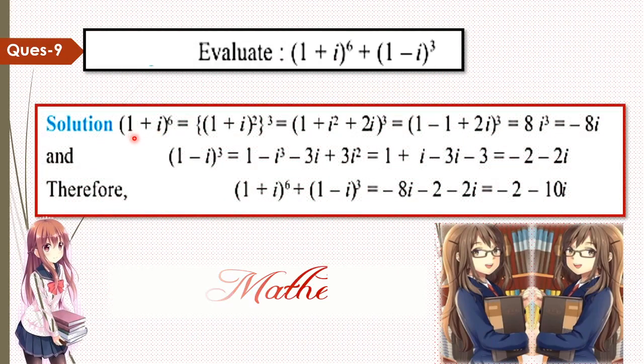Evaluate this thing: 1 plus iota whole raised to the power 6. First of all, we can write this 6 as 2 into 3. Now open this bracket, a plus b whole square and whole power 3, put the value of iota and solve it. Then 1 minus iota whole cube, apply the identity a minus b whole cube, solve it, and put both the values in the given expression.